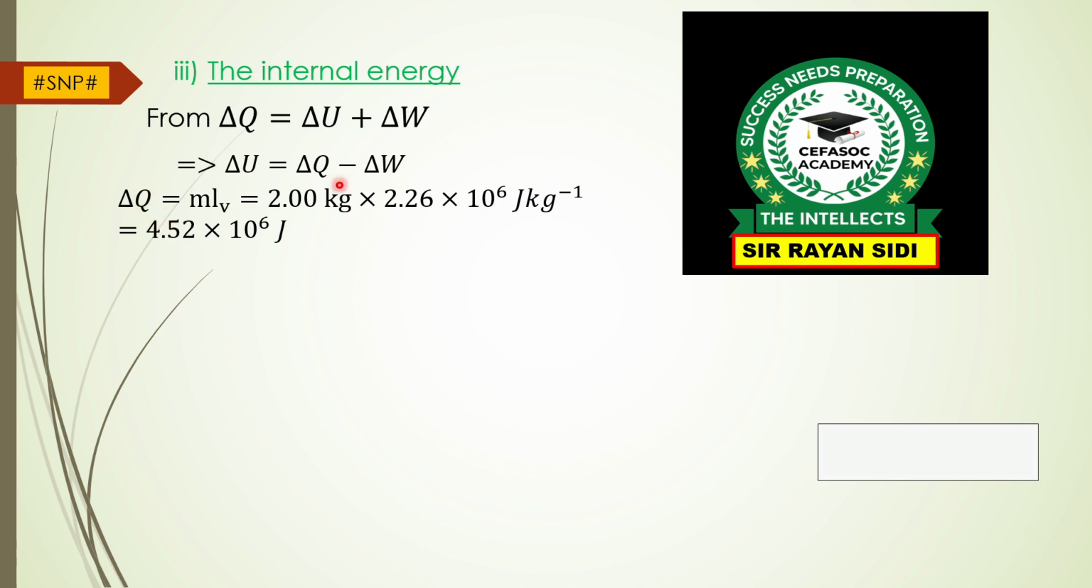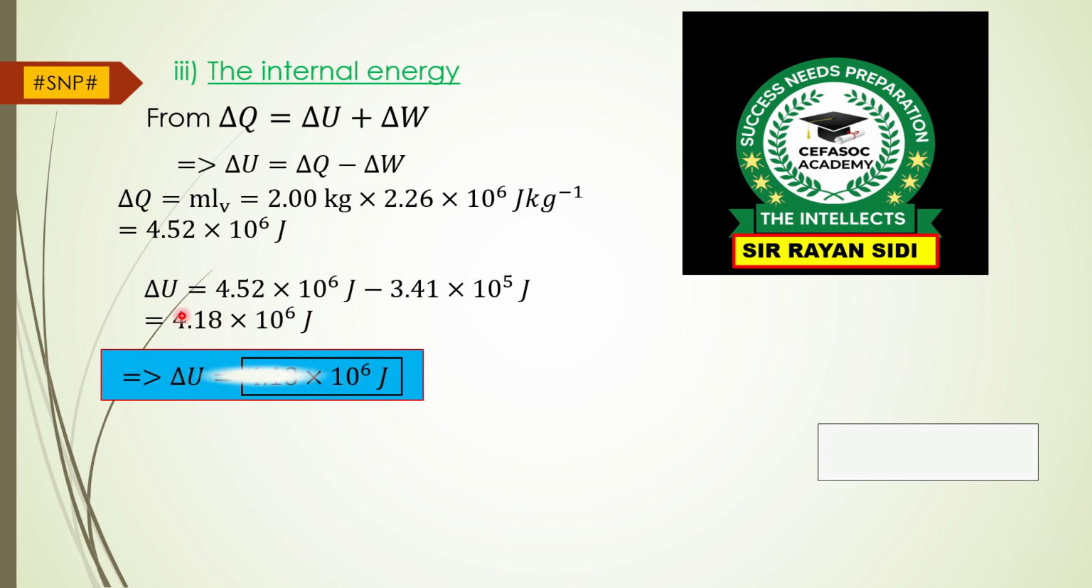Now we know delta W, which we calculated before. It means that delta U will be 4.52 times 10 to the power 6 joules minus 3.41 times 10 to the power 5 joules. Calculating it using your calculator, we have 4.18 times 10 to the power 6 joules. So we write our answer in a box for it to be more presentable.